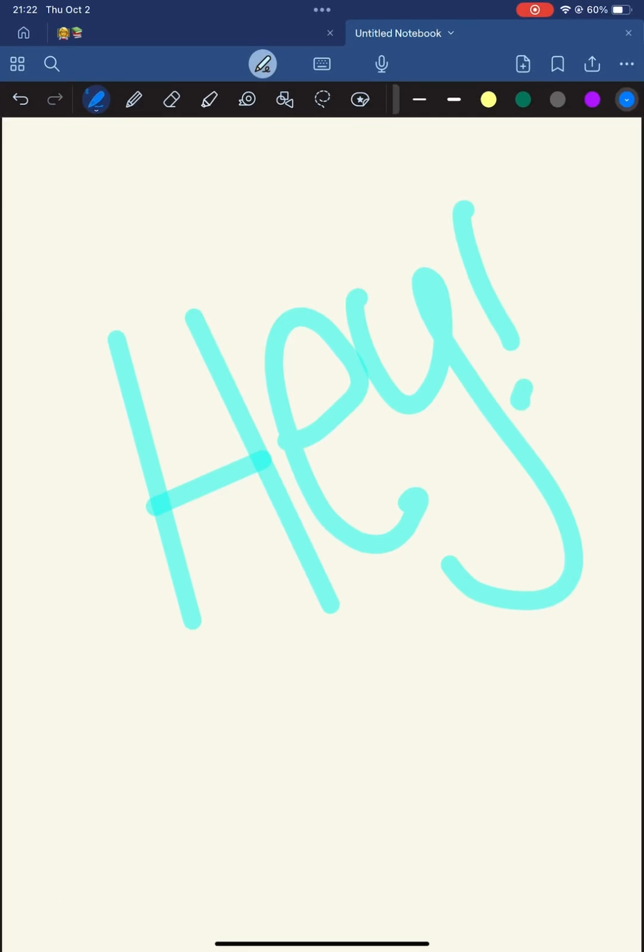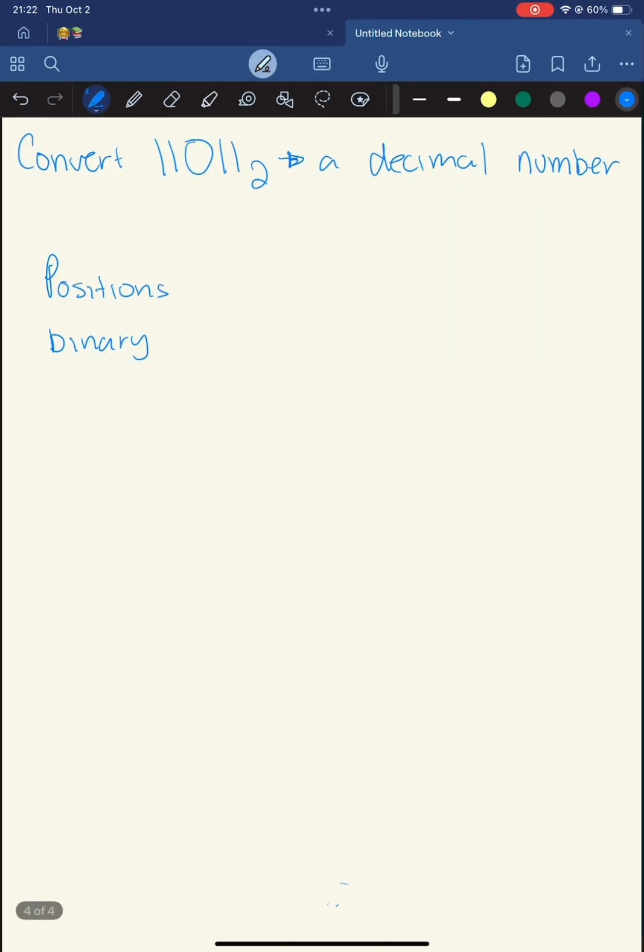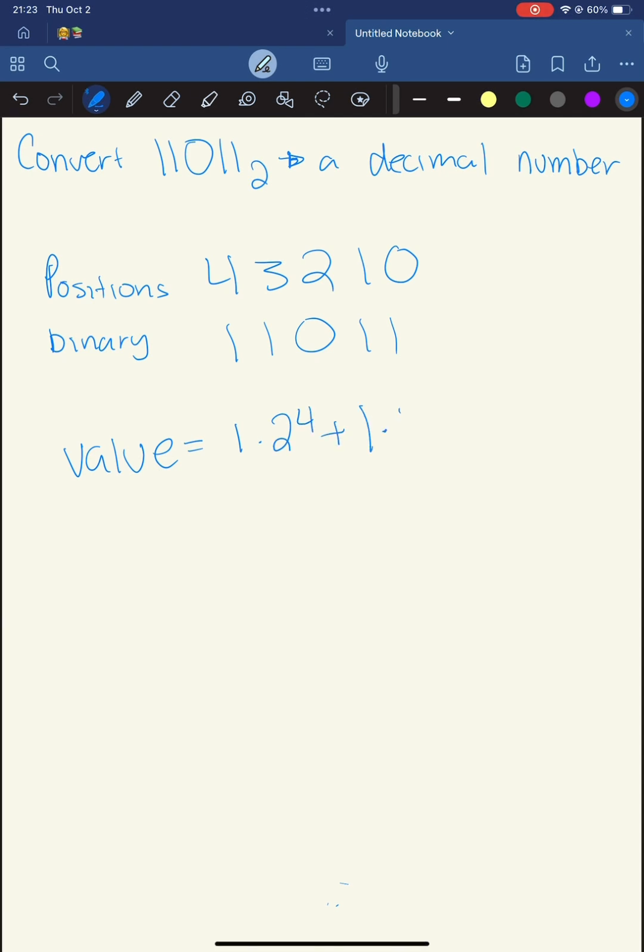Hello, so today we are going to be doing some conversions. We are going to be converting 11011 subscript 2 to a decimal number. So we have our positions in binary. We have 4, 3, 2, 1, 0 on the top, and then 1, 1, 0, 1, 1 on the bottom. So we're going to find the value.